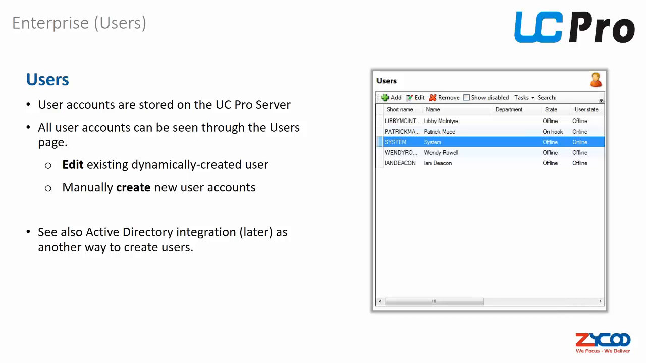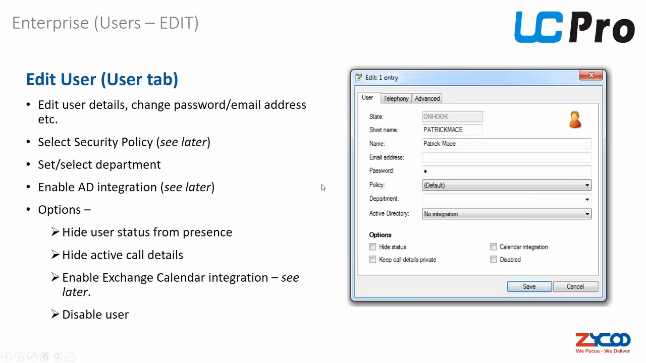You can set up various bits and pieces, including their email address, their password, their department. There's also some options that you can tick down below as well. Again, as you first get up and running with this, you'll probably just create user accounts, but then later on you might start to add additional functionality in there.